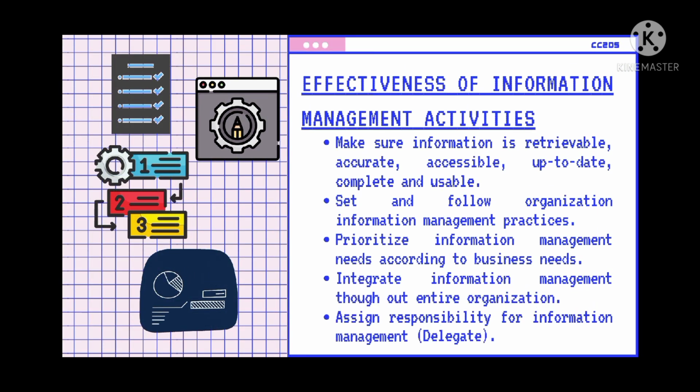Effectiveness of information management activities. Make sure information is retrievable, accurate, accessible, up-to-date, complete, and usable. Set and follow organization information management practices. Prioritize information management needs according to business needs. Integrate information management throughout the entire organization and assign responsibility for information management or delegate.